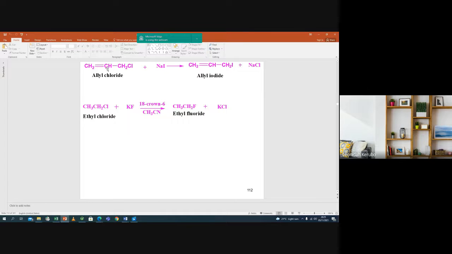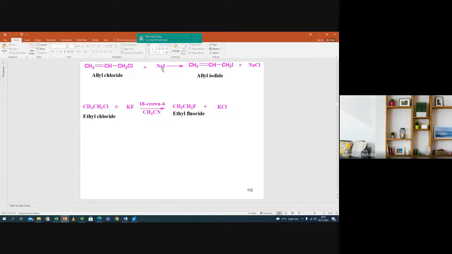But when you consider classifying these halogenated hydrocarbons, you look at the carbon which is bearing the halogen. Is it sp3 hybridized, or is it sp2 hybridized as part of a double bond, or sp2 hybridized as part of an aromatic ring? So this is sp3 hybridized and it's bonded to the chlorine atom. So this is an alkyl halide.